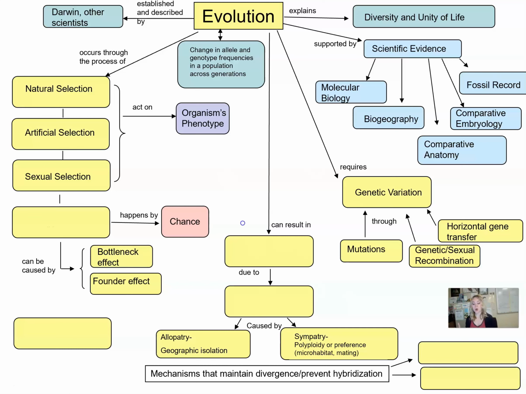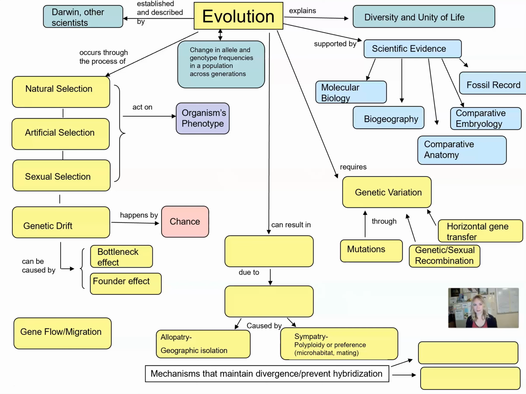And then we have a mechanism that happens by chance. So this is genetic drift, and genetic drift could be caused by one of two factors here. We have a bottleneck effect and we have a founder effect. And then the last one we have here, gene flow and migration. We already discussed that it can give rise to genetic variation in populations.